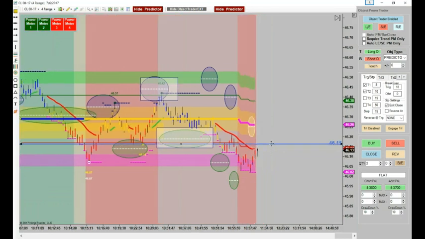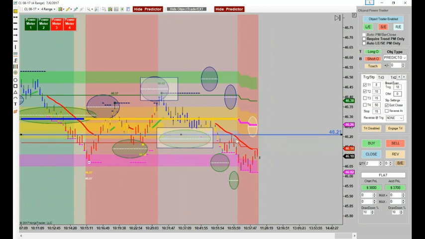There's a predictor. Looking from left to right, you'd figure if you're going to head down, you'd have a lower high than this. So that's the predictor saying right there. Let's take it.